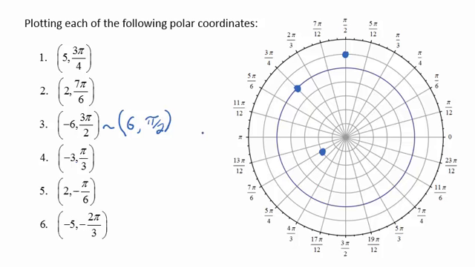(-3, π/3). We first go the rotation of π/3. If it were a positive 3 radius, it'd be located here. The -3 radius again reflects it about the origin and locates it right here. Note that this point, or this ordered pair, is equivalent to an ordered pair with a positive radius of 3, (3, 4π/3).